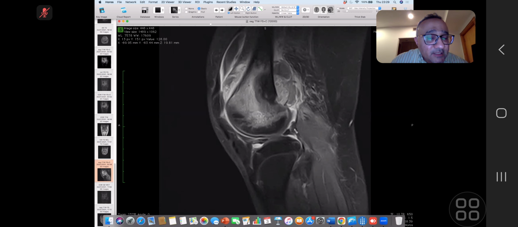That's fine. And this one obviously will be referred to a sarcoma center, and then we need a staging CT chest, and could be whole body MR or bone scan, depending on where you work. Okay, let me show you another case now.